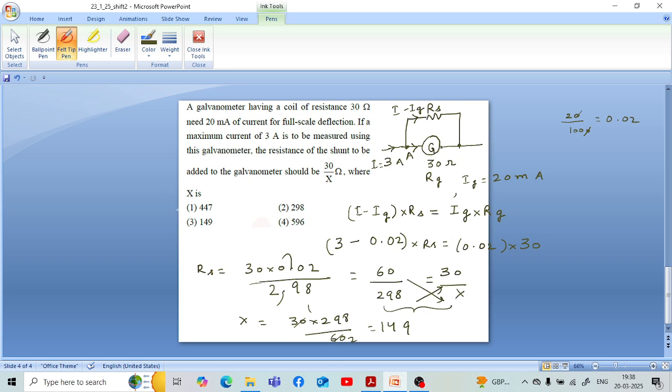So we can say that option 3 is correct here. 149 is the final answer.